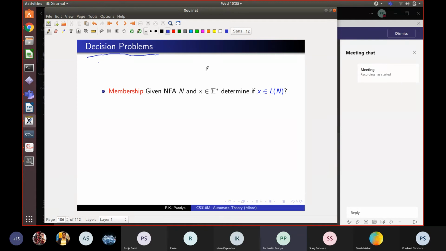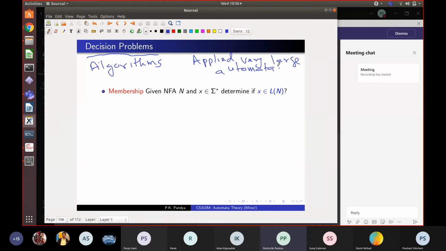Now, this was easy, right? If I give you an NFA and if I give you a word, you know how to find out whether that word belongs to the language or not. But we want a computer algorithm to do this. We want to find computer algorithms to solve these problems, which can be applied to very large automata. Maybe a million states, maybe a billion states, and the word itself is very large.